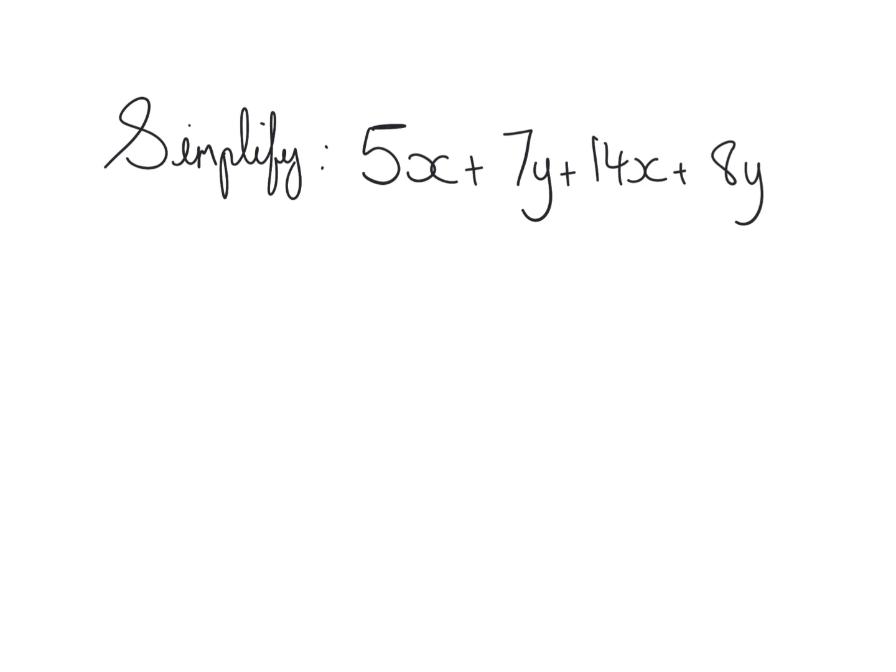So 5 lots of x and 14 lots of x we could bring together. So the strategy that we used in class was we've got 5 lots of x, and then we're going to circle any other value of x, including the sign in front of it. So in this instance, plus 14x. Therefore, we can say we've got 5 lots plus 14 lots, which leaves me with 19 lots of x.